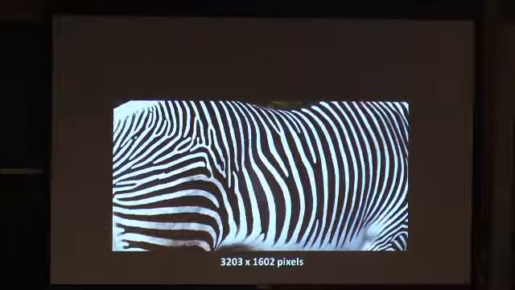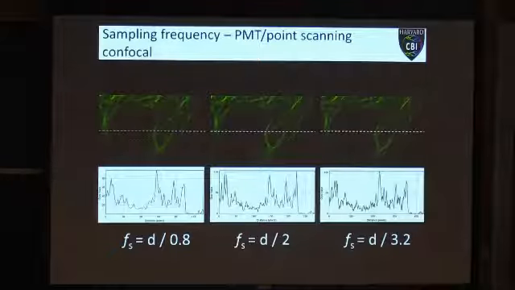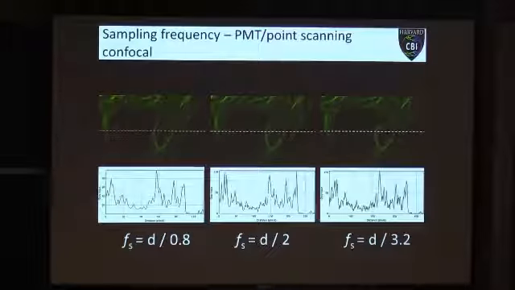So you can also put in too many pixels. You can put in useless pixels. And that means that you're oftentimes doing photobleaching or photodamage to your sample unnecessarily. So there's something called the Nyquist sampling theorem. This actually came more from the electronic side of things.